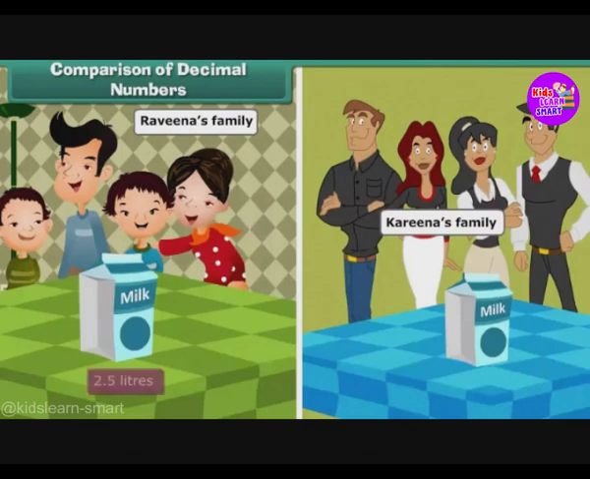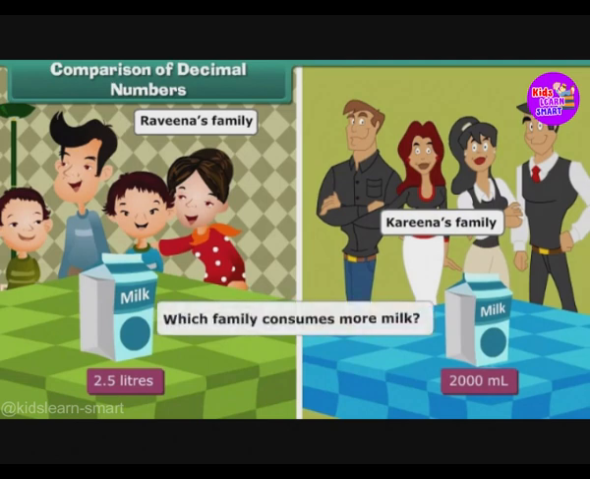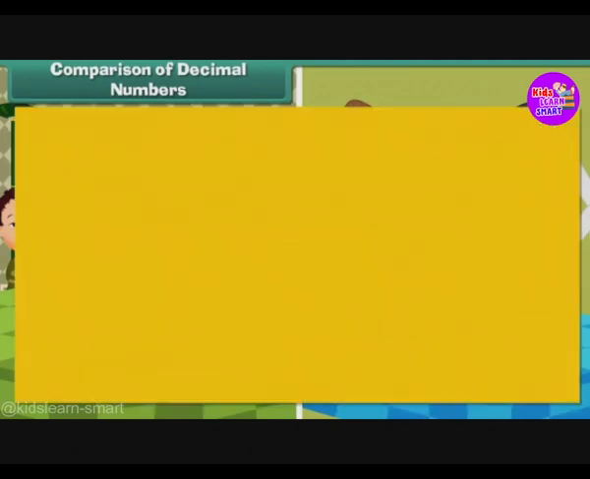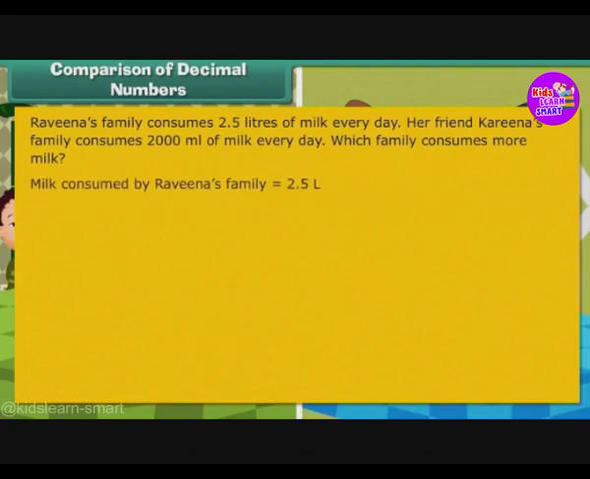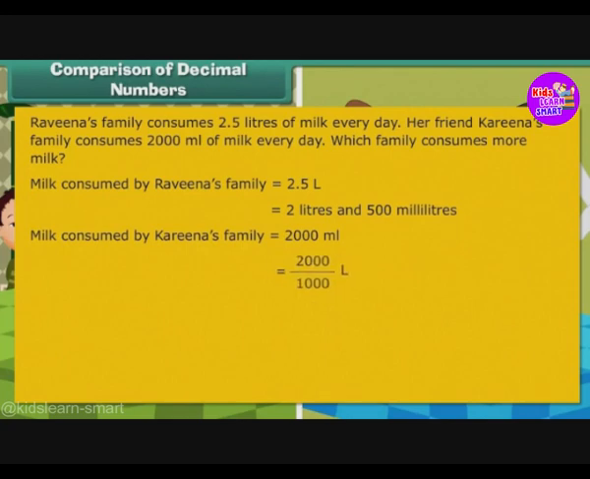Ravina's family consumes 2.5 liters of milk every day. Her friend Karina's family consumes 2000 milliliter of milk every day. Which family consumes more milk? Milk consumed by Ravina's family is equal to 2.5 liter. That is equal to 2 liters and 500 milliliters. Milk consumed by Karina's family is equal to 2000 milliliter. That is equal to 2000 by 1000 liter. That is equal to 2 liters.